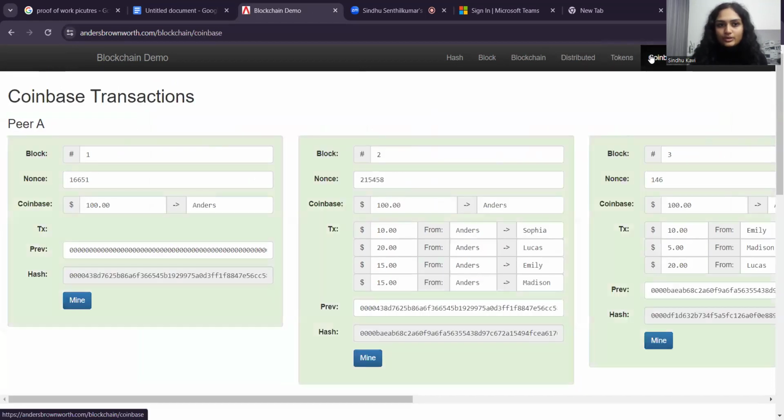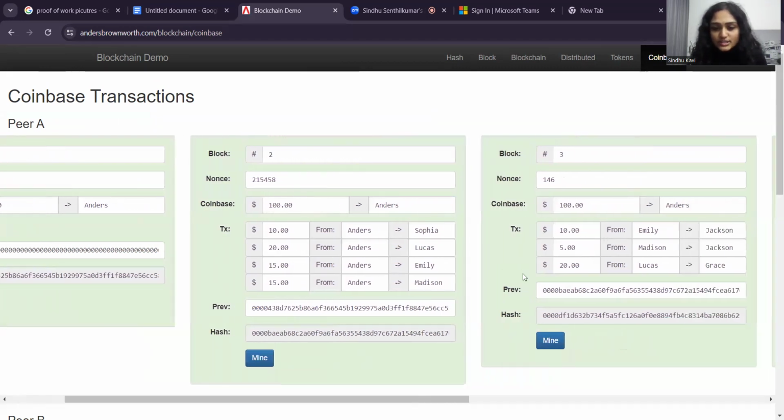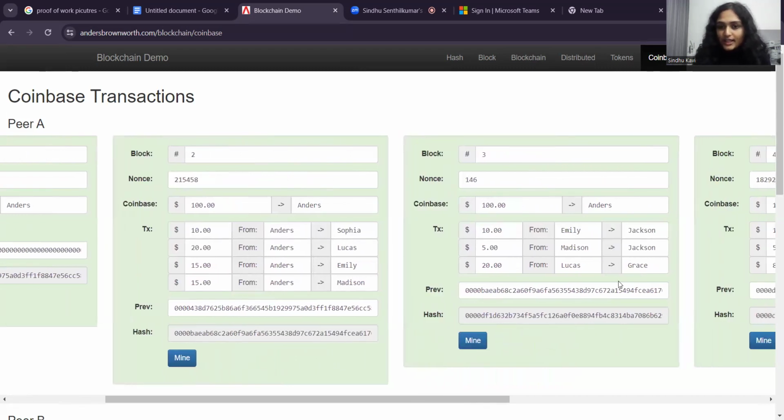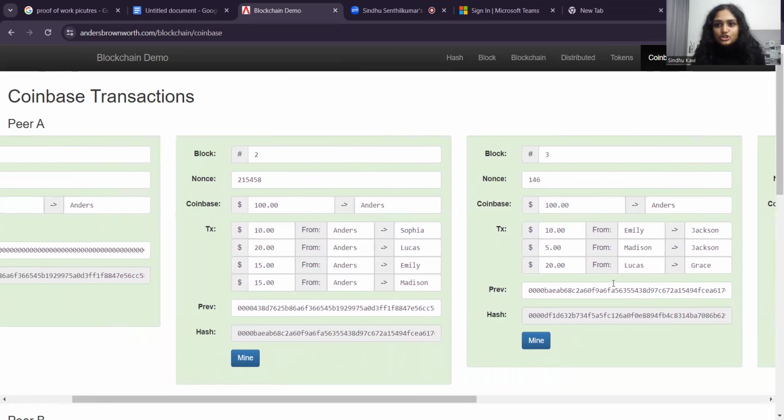Moving forward with Coinbase, Coinbase transactions are the most important transactions. They are like the underlying transactions that form the basis of the future transactions. So in this case, we'll notice that in block one, $100 are received by Mr. Anders. And in the next block, you will notice that this $100 is being sent over to four different people, and you will notice that these people in turn send it to other people in the third block. And this shows the verifiability of a blockchain.